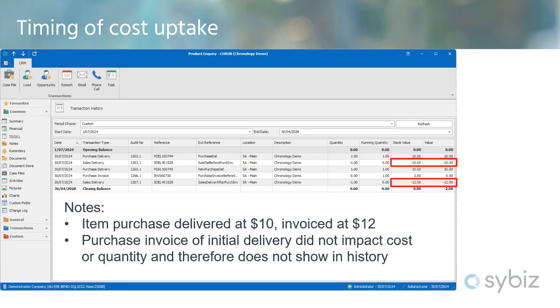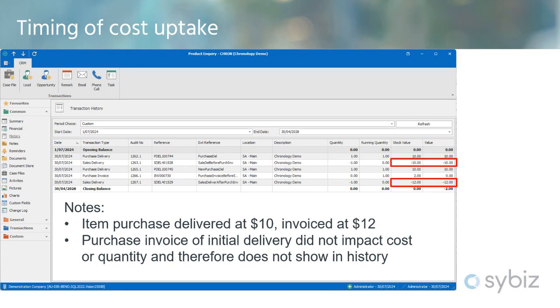But in reality, once we got that supplier invoice at $12, it cost the business more. So again, this is just to reinforce that message that I've been making. And then if we have a look at doing another purchase delivery, and this time we actually get the purchase invoice into the system before we sell the item. So we actually get 3 transactions shown in the history for this sequence.